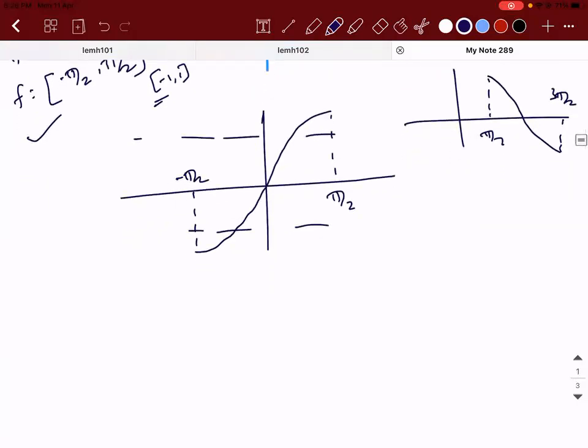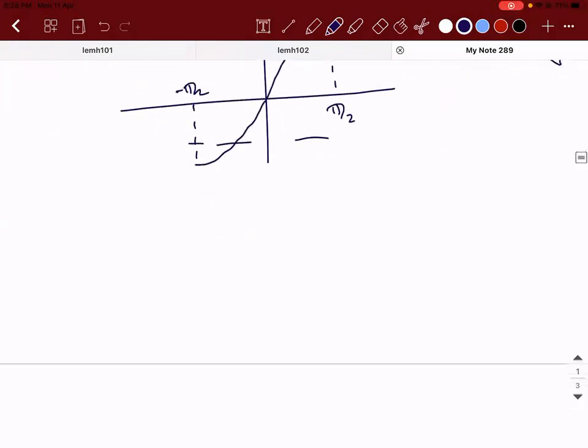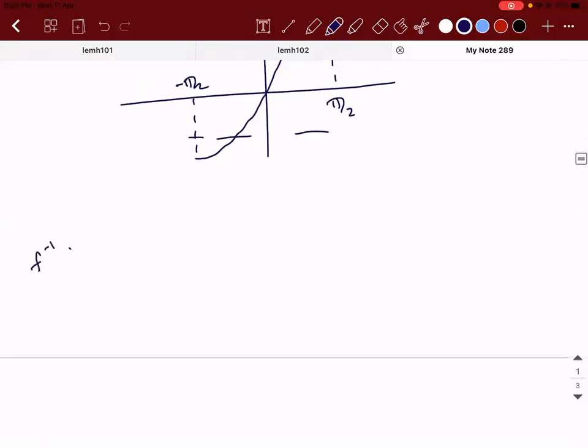So, if f is a function mapped from minus pi by 2 to pi by 2 to minus 1 to 1, is one-to-one and onto function, it will definitely have an inverse. Then, where will the inverse of this function be defined from? It will be defined from minus 1 to 1 to minus pi by 2 to pi by 2. So, what is the meaning of this?